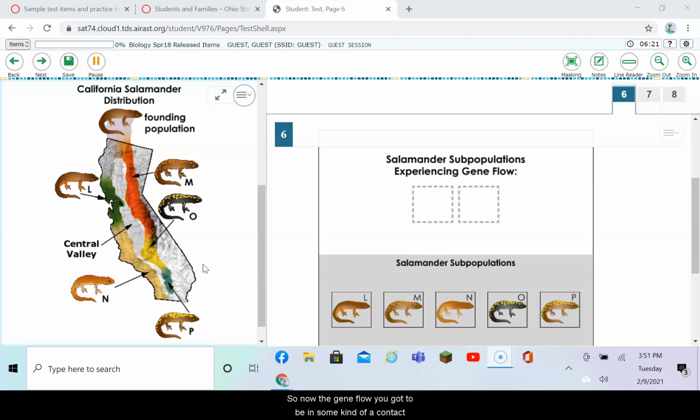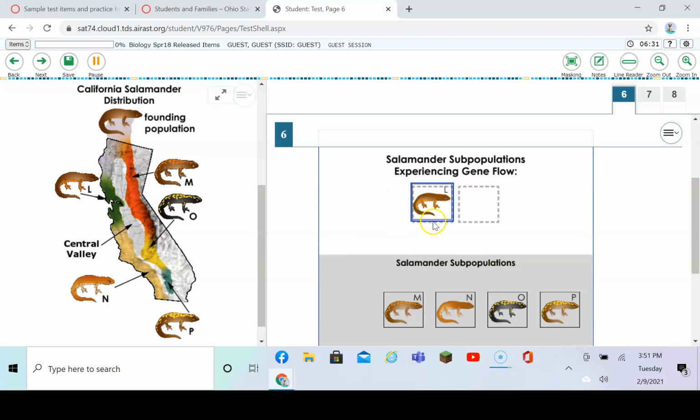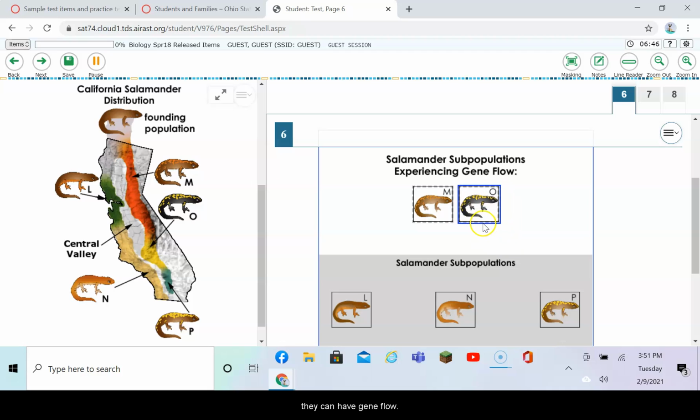So to have gene flow, you've got to be in some kind of contact with your fellow salamanders. In this case, if we look over here to the west, we see L and N can have gene flow, right? That's a correct answer. Remember, there can be more than one correct answer. Look over here on the east side, we have M and O can have gene flow, okay? Another correct answer could be O right here, and P could have gene flow. So not really a hard question, but interesting.